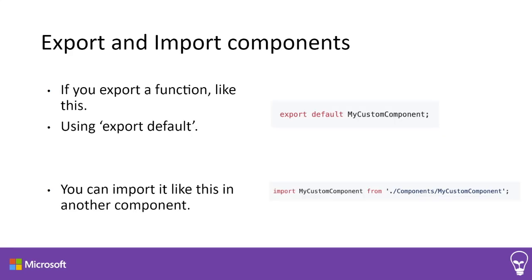So, exporting and importing components. If you export a function like this on the right, export default my custom component, as we did with the hello world example, then you can import it as you see at the bottom. So you can just import it by name from the file.